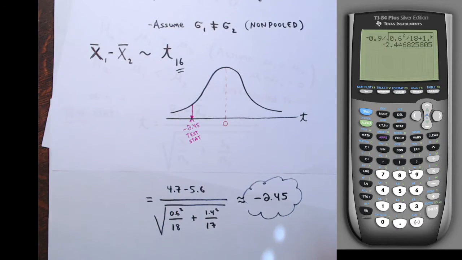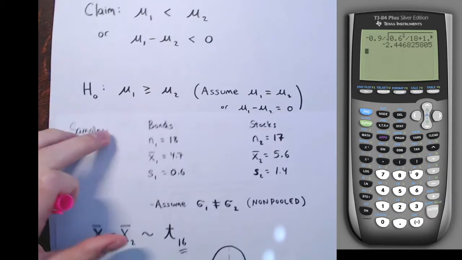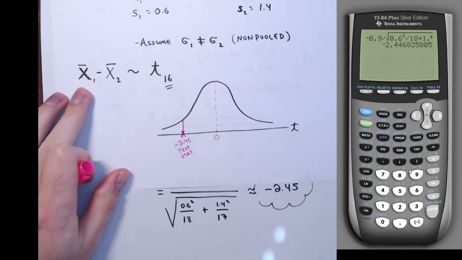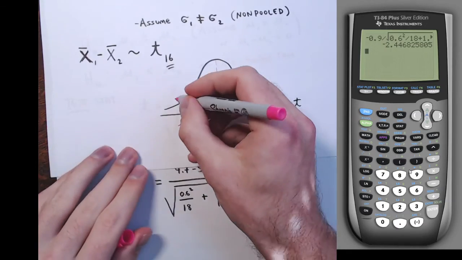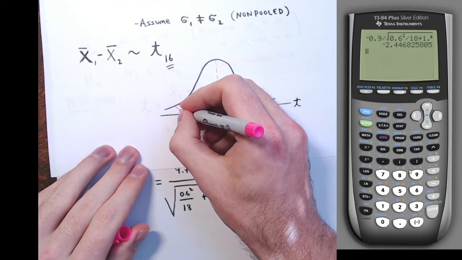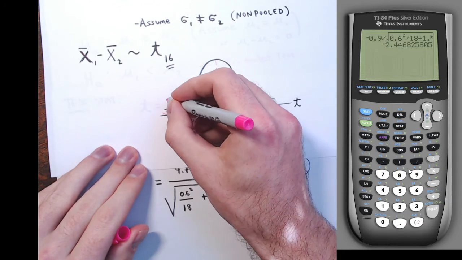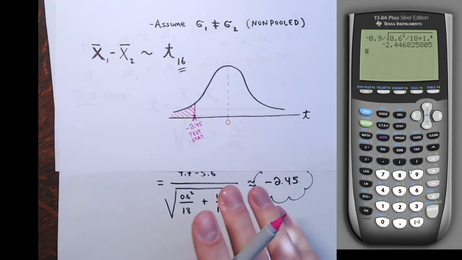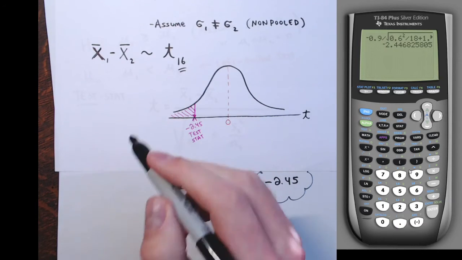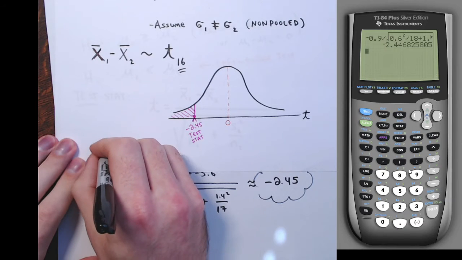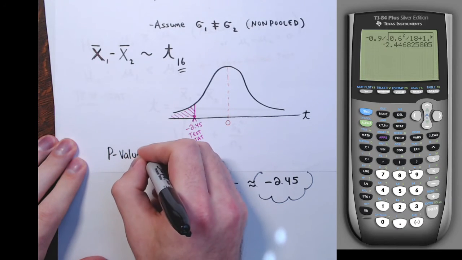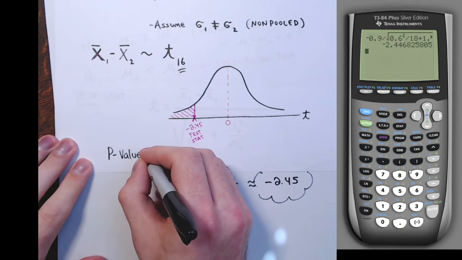And this is a left-tailed test, right? We said that earlier, left-tailed test. So the p-value is simply going to be the area to the left of this test statistic, which I can find on my calculator using the tcdf function.